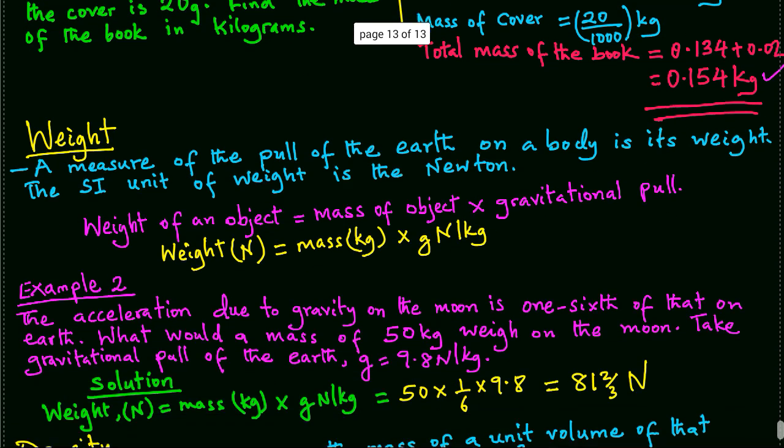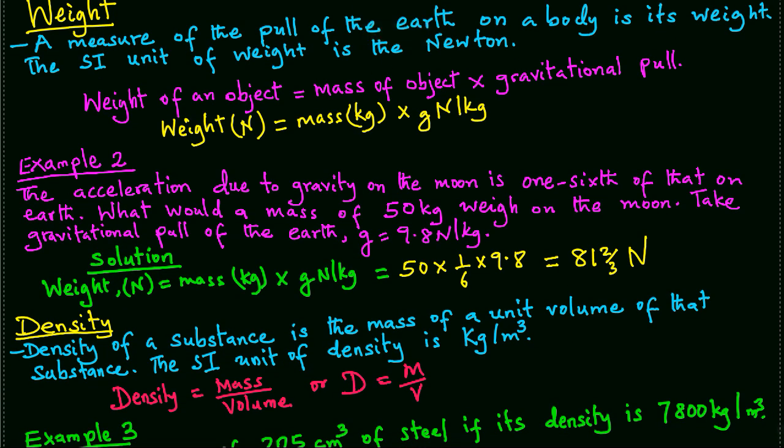Weight, on the other hand, is simply a measure of the pull of the Earth's gravity on a body. So the unit of weight is the Newton. So the weight of an object can be got from the expression weight equals mass times gravitational pull.